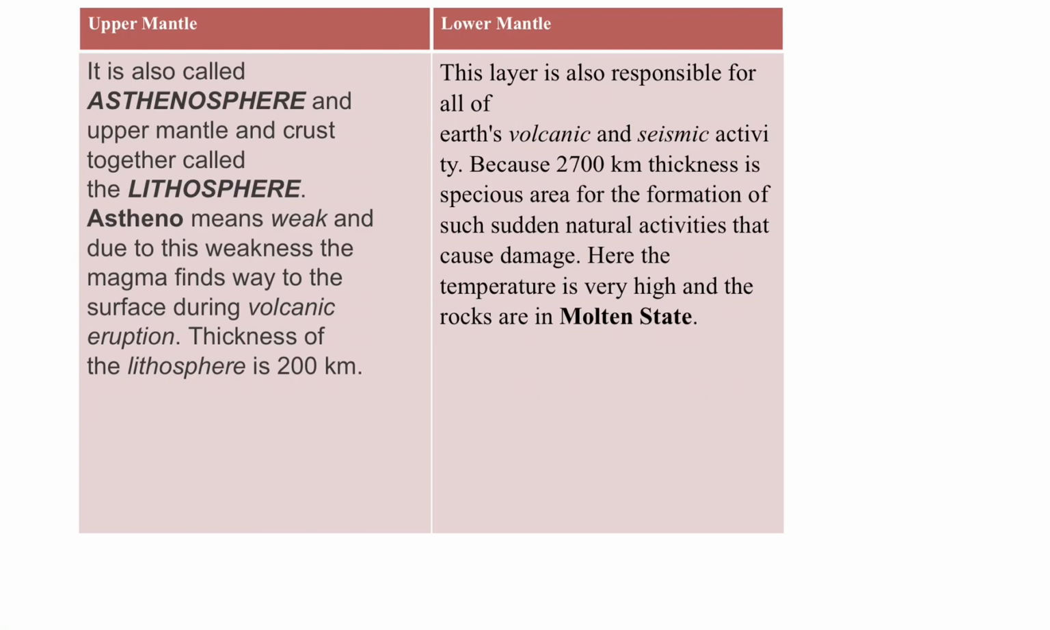Lower mantle. This layer is also responsible for all of the earth's volcanic and seismic activity, because 2700 kilometers of thickness is a spacious area for the formation of such sudden natural activities that cause damage. Here the temperature is very high and the rocks are in molten state.